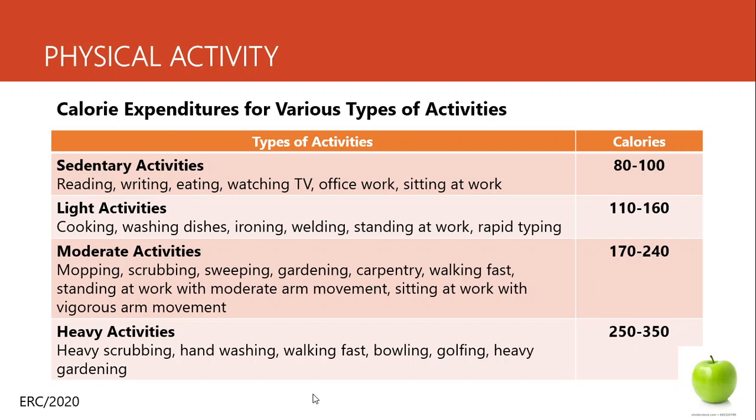80 to 100 calories. And for the light activity like cooking, washing dishes, ironing, welding, standing at work, or rapid typing, we have 100 to 160 calories. For the moderate activities like mopping, scrubbing, sweeping, gardening, carpentry, walking fast, standing at work, or with moderate arm movement, sitting at work with vigorous arm movement, we have 170 to 240 calories. For the heavy activities like heavy scrubbing, hand washing, walking fast, bowling, golfing, and heavy gardening, we have 250 to 350 calorie expenditures.